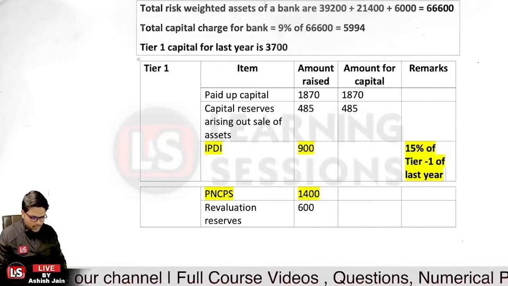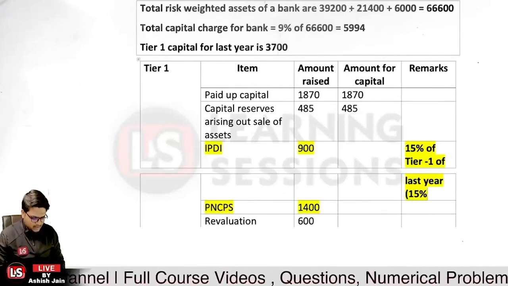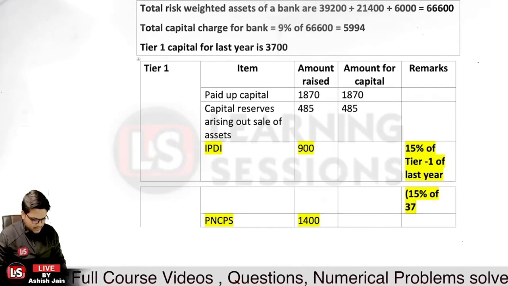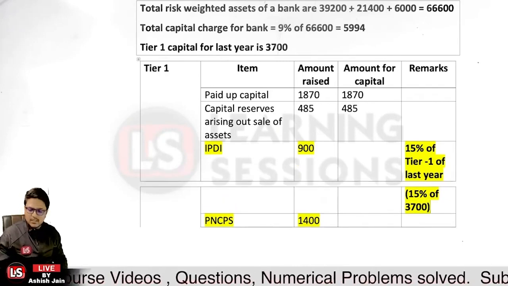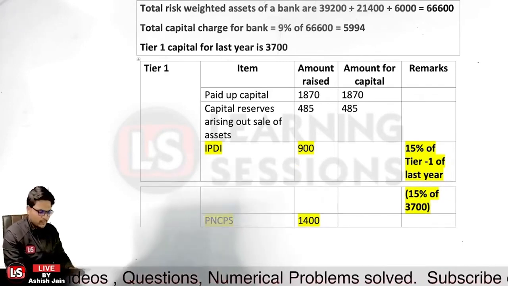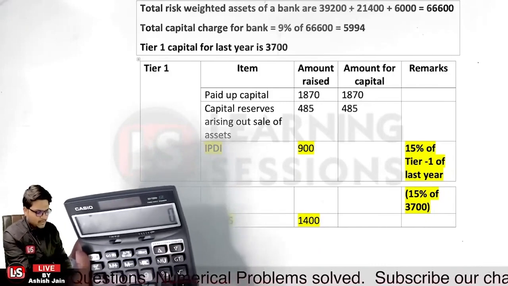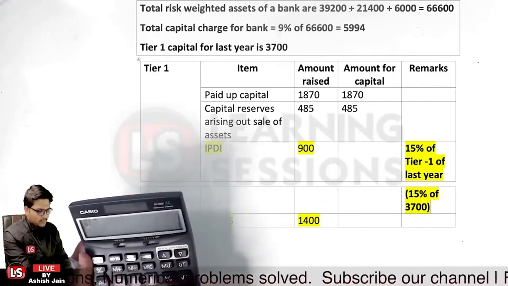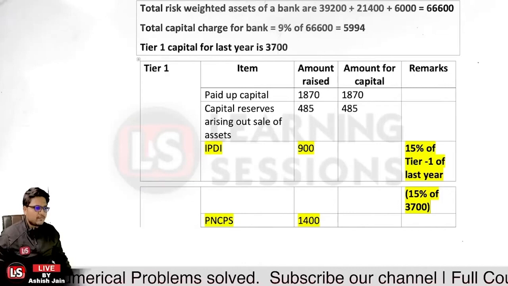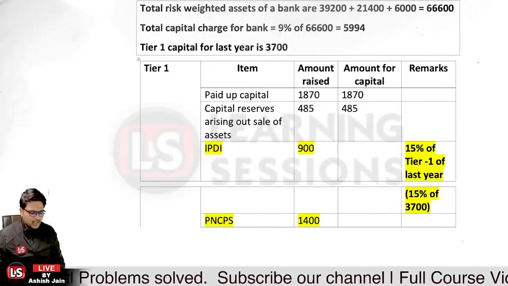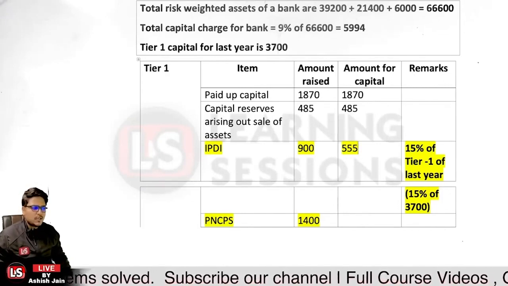So it will be equal to what? It will be equal to 15% of 3700. Let us have a look at what it would be. So 15% of 3700, that is amounting to 555. So this one is limited to what? It is limited to 555 in this particular case.